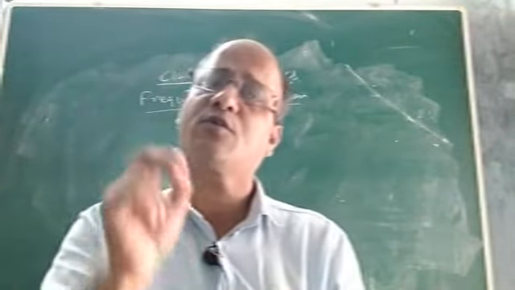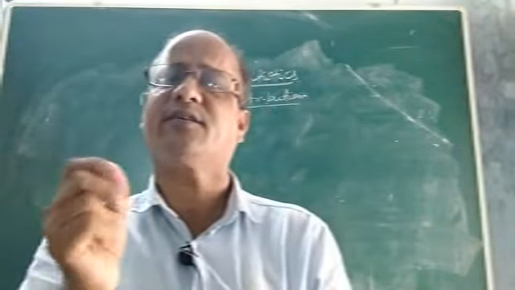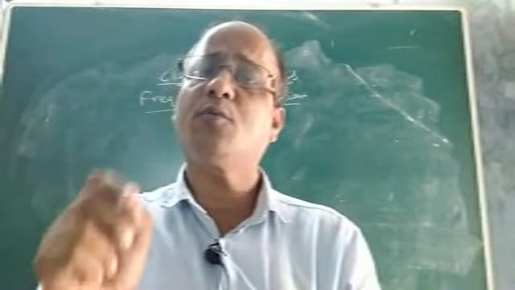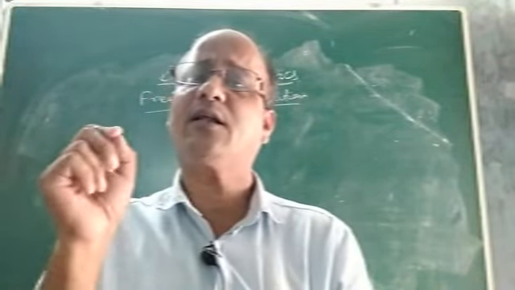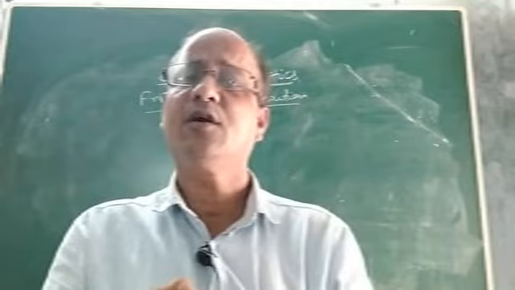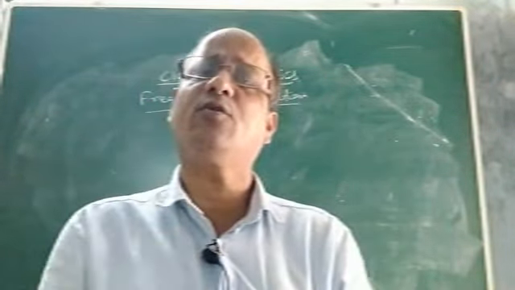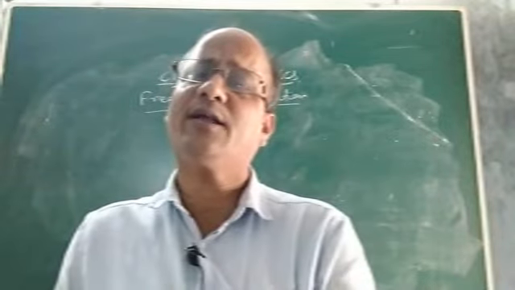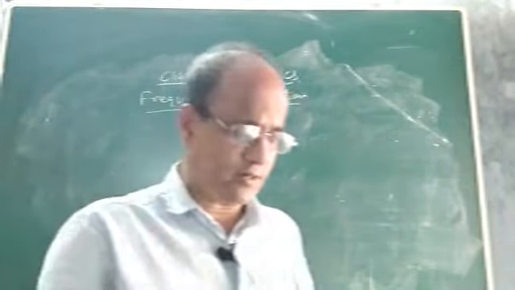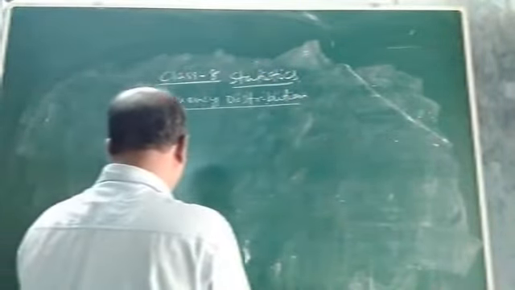One is your ungrouped frequency distribution, which I had given in the previous class, and the other is grouped frequency distribution, which is a continuous one. So let us first discuss what is ungrouped frequency distribution. To understand that, let us consider a distribution. Suppose a distribution is given like this.